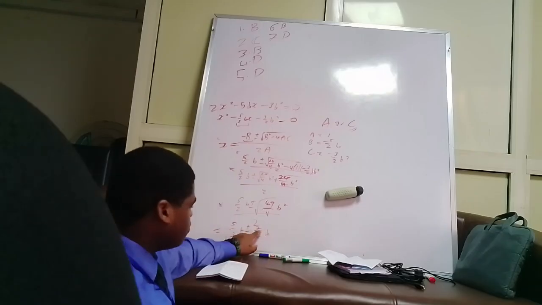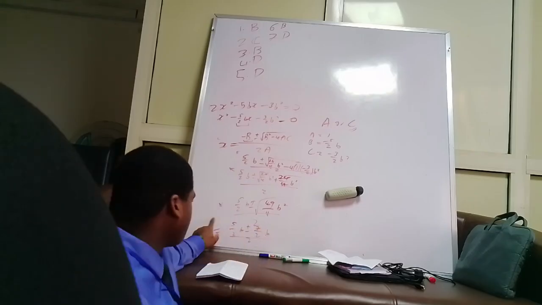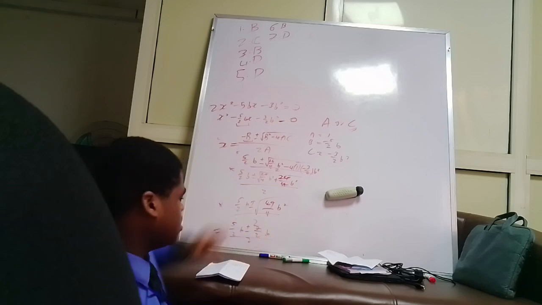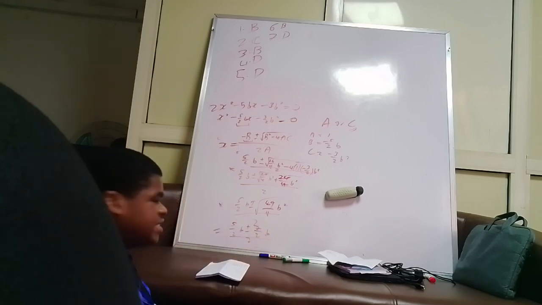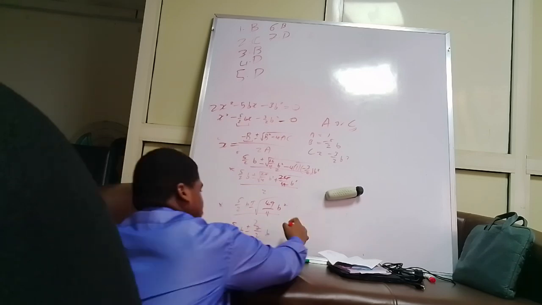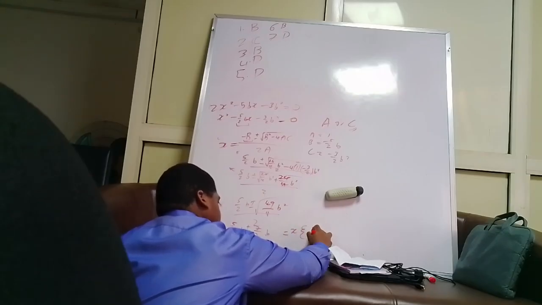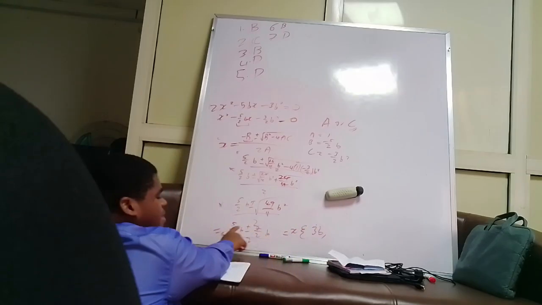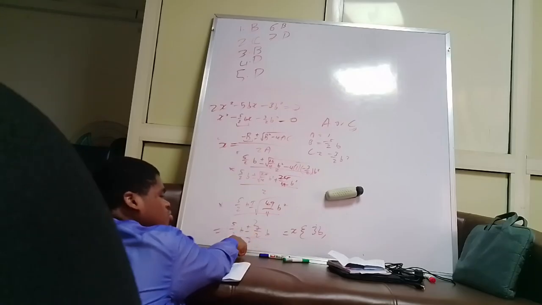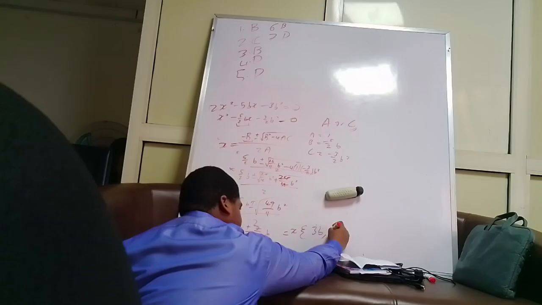That's 5 over 2 plus 7 over 2, that's 12 over 2. 12 divided by 2 is 6. 6 divided by 2 is 3b. Then 5 minus 7 is minus 2. Minus 2 divided by 2 is minus 1. Minus 1 divided by 2 is minus 1 over 2b.